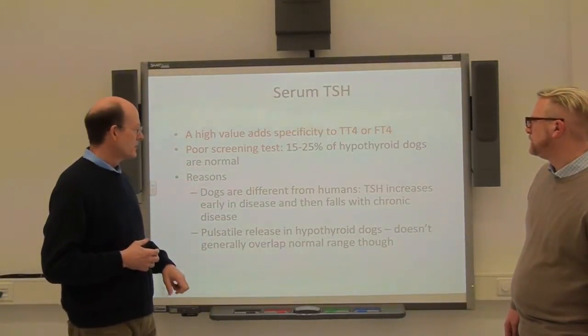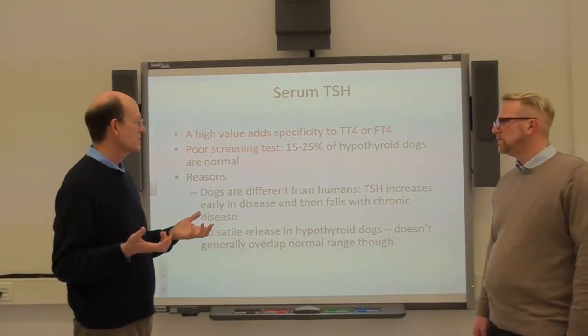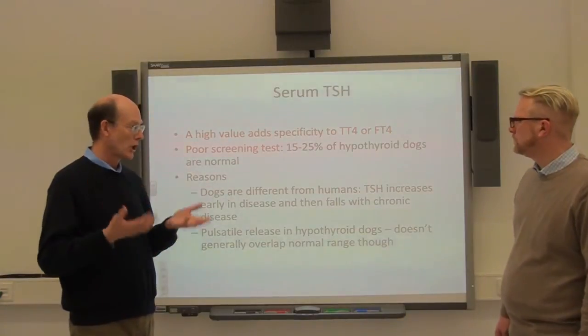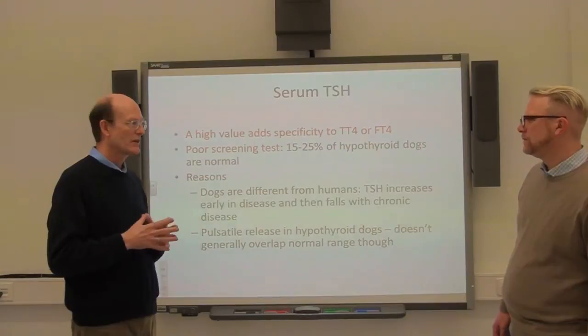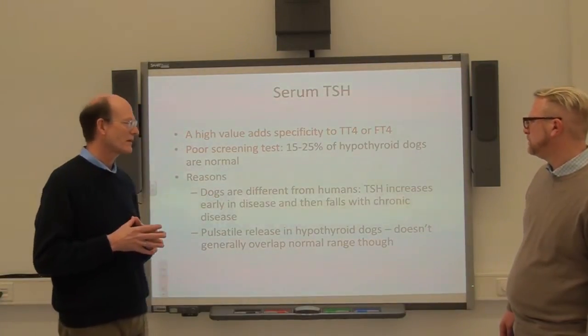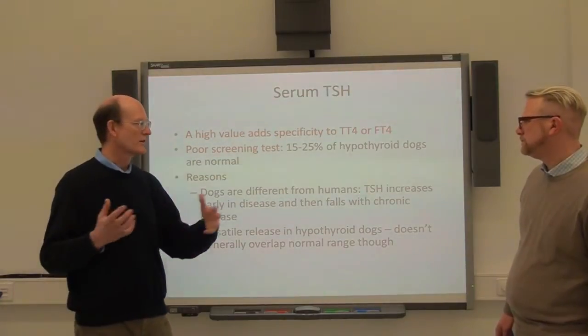Okay. So basically, TSH adds specificity to T4 or free T4 being low. It's a poor screening test because of the percentage of animals that are missed. And there are a couple of interesting reasons for this that make the dog different than the human.